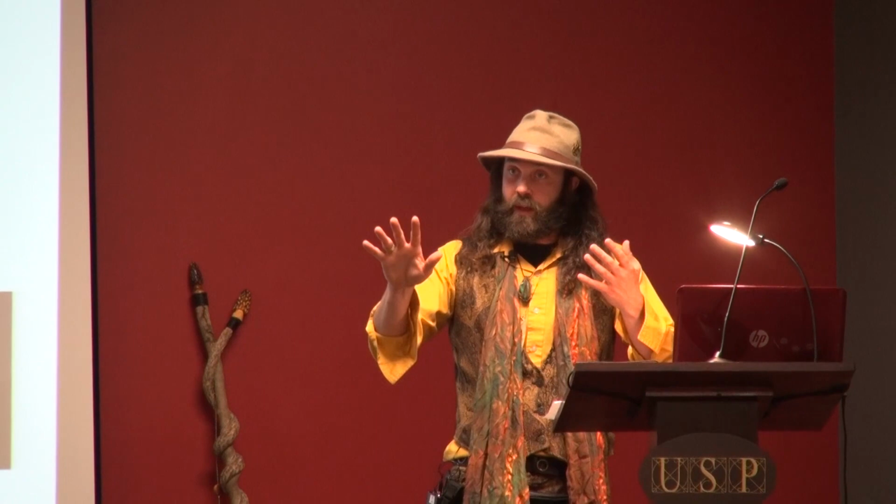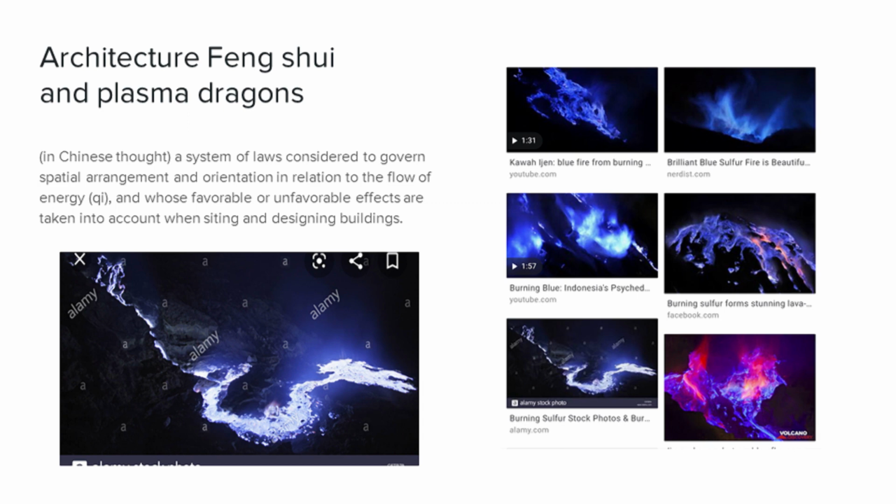Partially because of the weather outside, and quite possibly because the plasma dragons were moving around and you could literally see them, and that's why they're documented in Asian culture. And we're gonna get into that a little bit, and here it is. Architecture, feng shui, and plasma dragons.